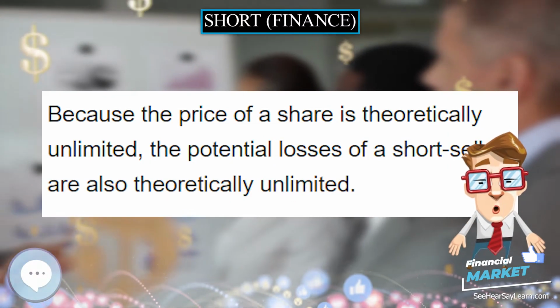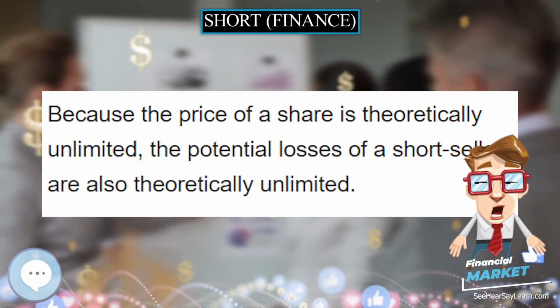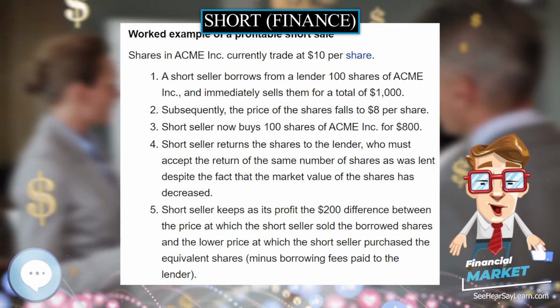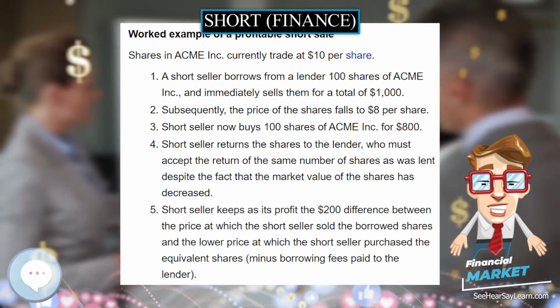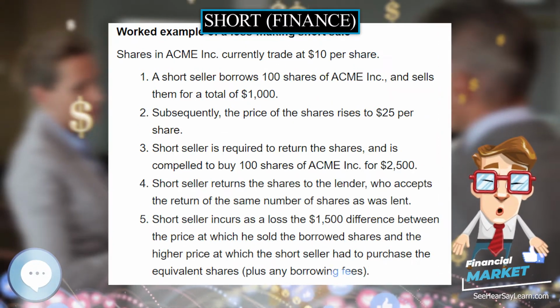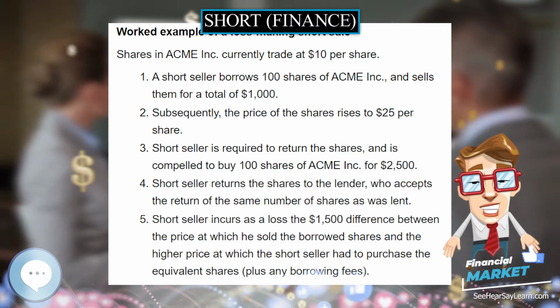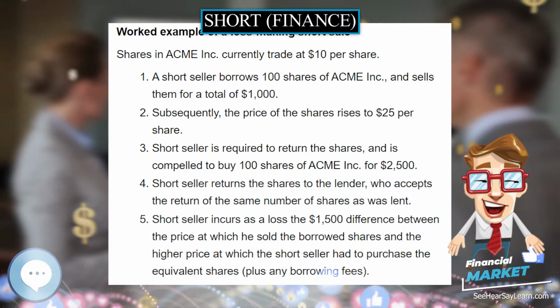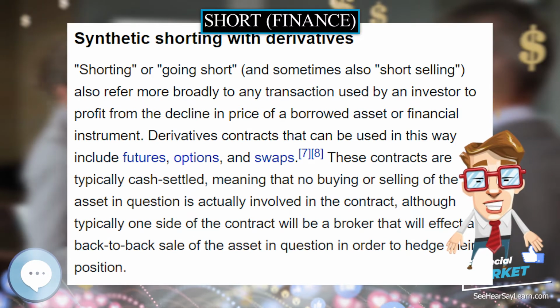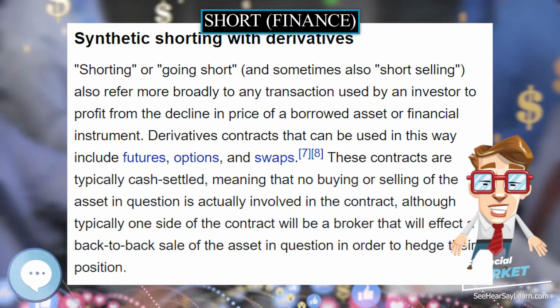A short position can also be achieved through certain types of swap, such as contracts for differences. These are agreements between two parties to pay each other the difference if the price of an asset rises or falls, under which the party that will benefit if the price falls will have a short position.